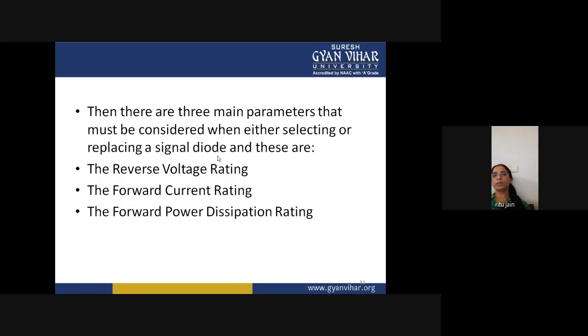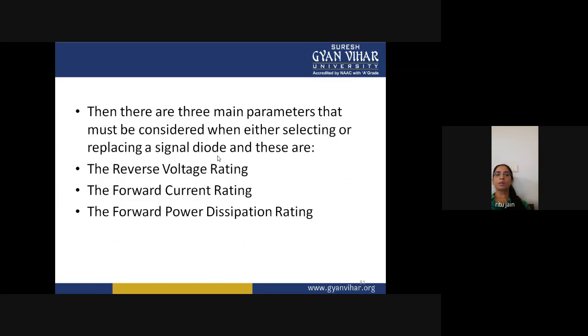So, according to this previous discussion, now you are easily able to understand that the rating of a diode is dependent upon the reverse voltage, forward current, and the power dissipation. So there are three main parameters that must be considered whether you are selecting or replacing a signal diode. These parameters are your reverse voltage rating. We have already discussed what reverse voltage is, and next one is your forward current.